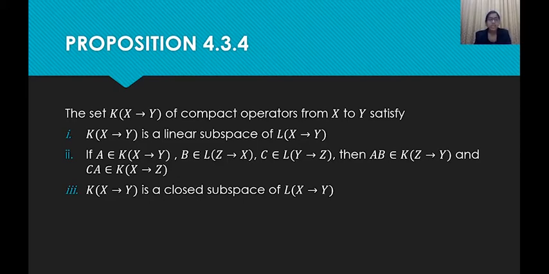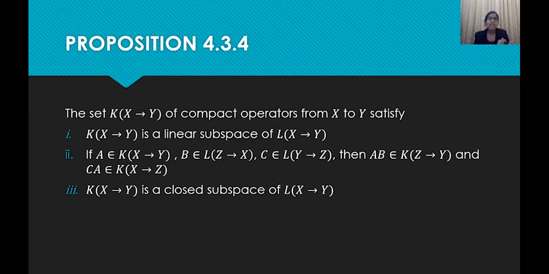The first one is that it forms a linear subspace of L(X,Y), the space of all bounded linear maps from X to Y. That is, the set of compact operators forms a subspace of bounded operators. The next one is, if A is an element of K and B is an element of L(Z,X), and C is an element of L(Y,Z), then AB is an element of K(Z,Y) and CA is an element of K(X,Z).